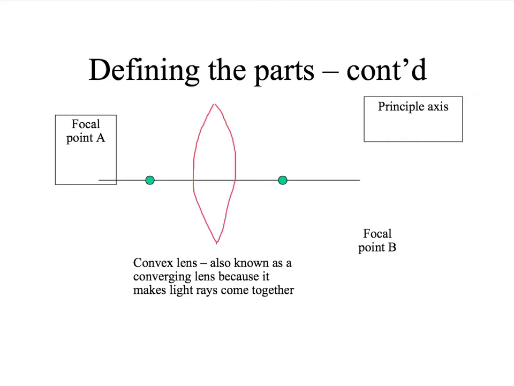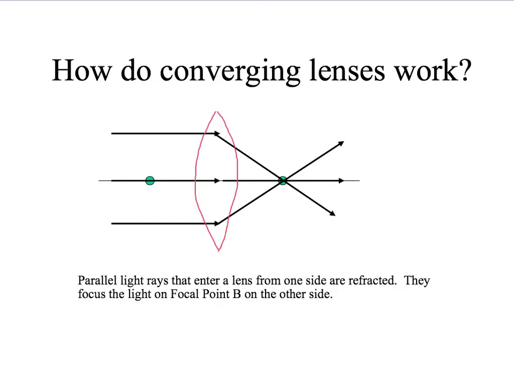So here's our focal point. We have two focal points. This lens is called a convex lens, but it's more commonly known as a converging lens. So in the word problems, they're not going to say you have a convex lens. They're going to say you have a converging lens. And it's called a converging lens because, see these parallel light rays, they converge at that focal point.